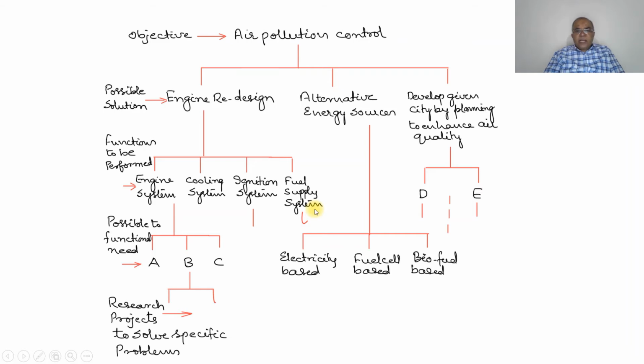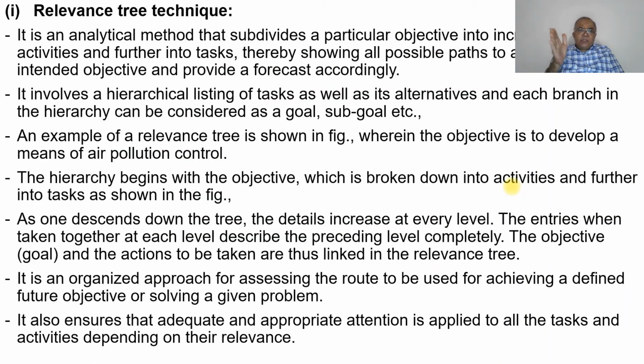And again this is subdivided, that engine system into possible functional needs. So capital ABC. So again B, research projects to solve specific problems. So this is how alternative energy sources will go to have electricity based, fuel cell based, and biofuel based, and develop given city by planning to enhance air quality. We have the D and E. So this is how we are dividing into smaller activities and further into tasks.